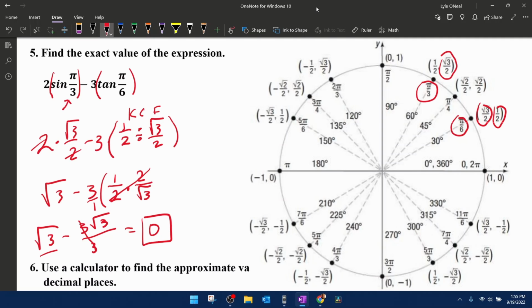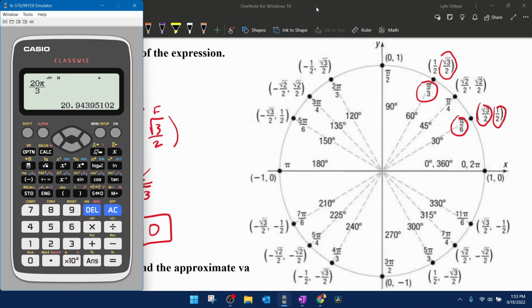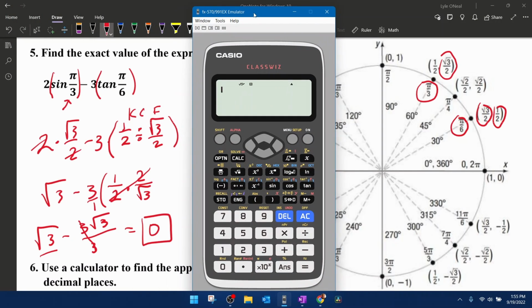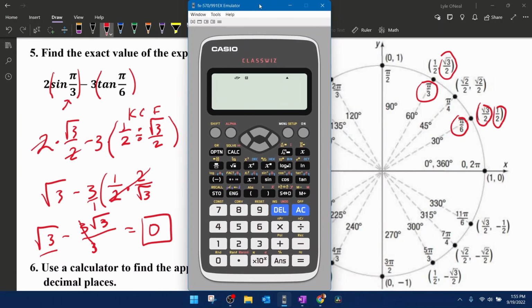Now, I would like to show you how to use the Casio to check your answer. Even though you're supposed to show your work, we can use the Casio to check. So we're in radian mode. I'm simply going to type this in just the way it was given. 2 sine pi over 3 minus 3 tangent of pi over 6.